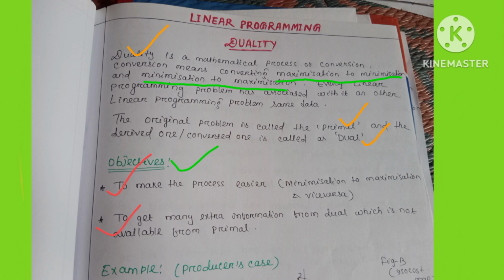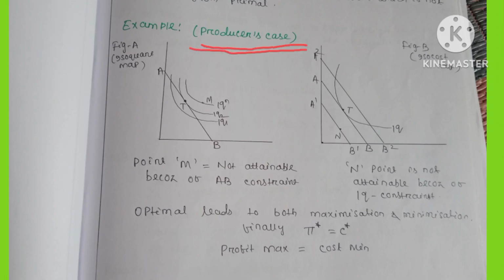For example, let's take the producer's case. Okay, figure A represents the isoquant map and figure B is the isocost map. Okay, and in figure A, AB is the constraint. T point is the equilibrium point. And in figure B, T point is the equilibrium point where the isoquant is tangent to the AB budget line at point T. At this point, the end point is not attainable because of the isoquant constraint, and in figure A, M point is not attainable because of the AB constraint, right?